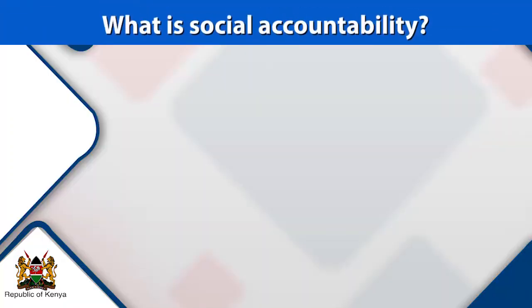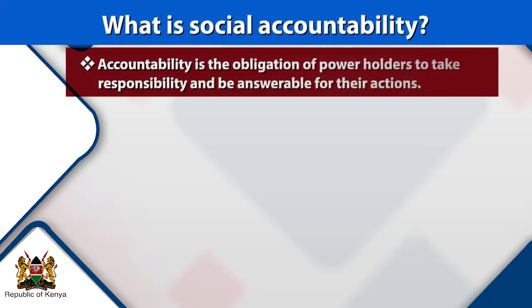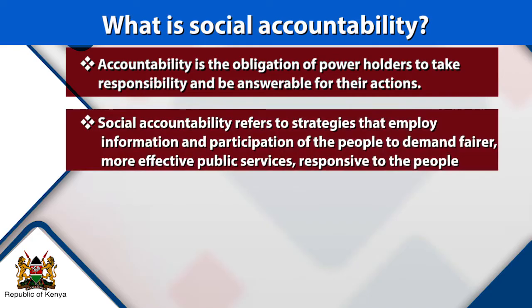What is social accountability? Accountability is the obligation of power holders to take responsibility and be answerable for their actions. Social accountability refers to strategies that employ information and participation of people to demand fairer, more effective public services responsive to the people.